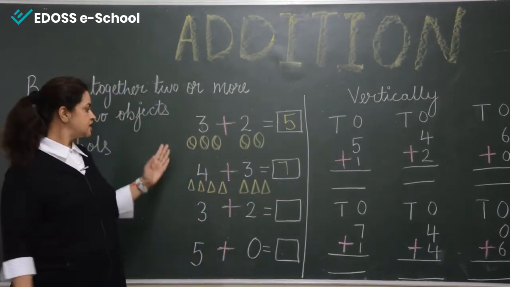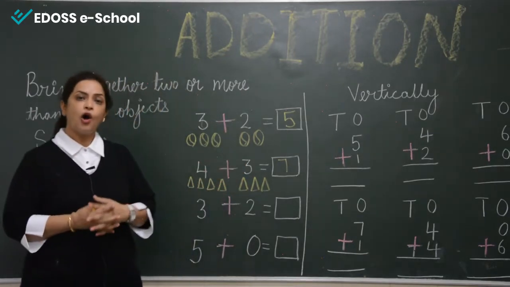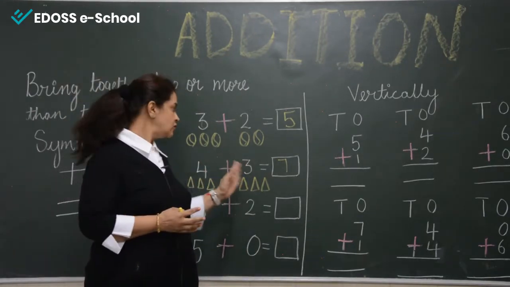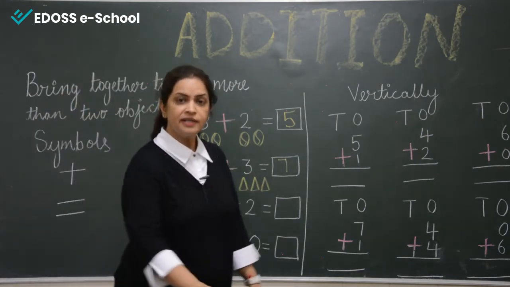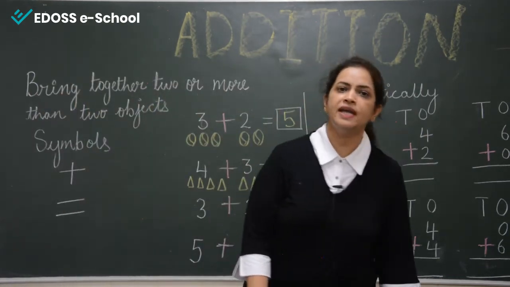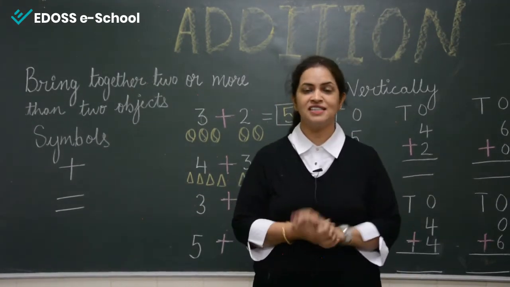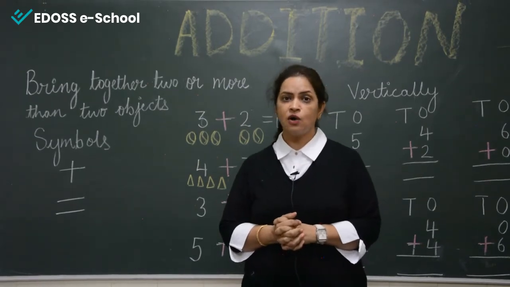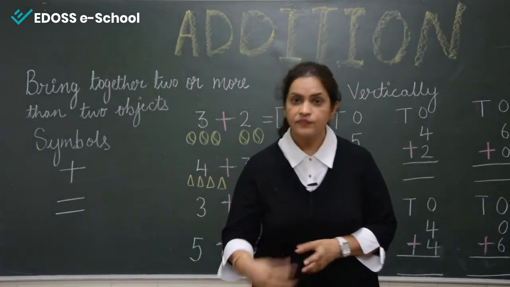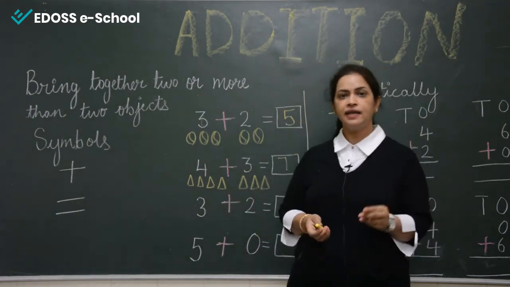So children, this is how you can do addition by drawing objects and then you will get the right answer. Now, would you like to learn a different method of doing addition? Yes, this is using your magic fingers. These are our fingers and we can use them for counting also. So let's learn the different method of counting and then adding.